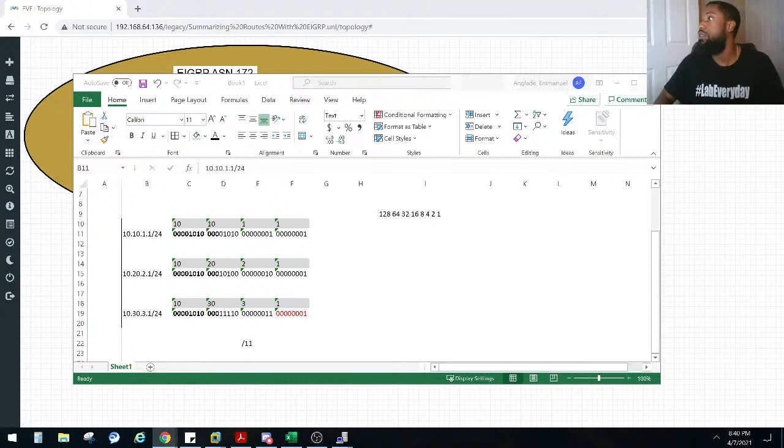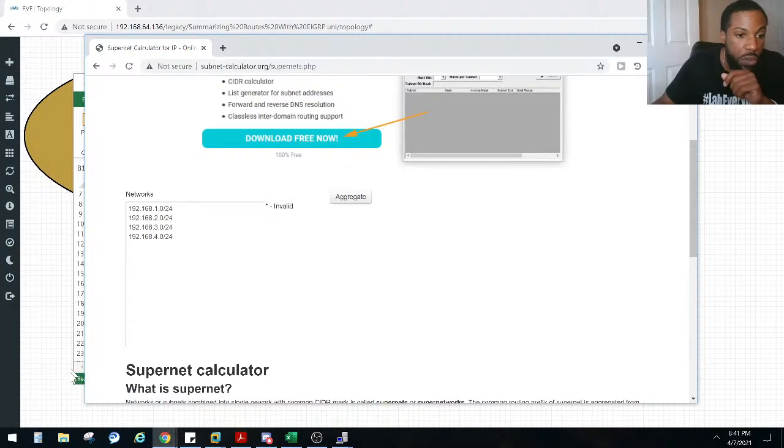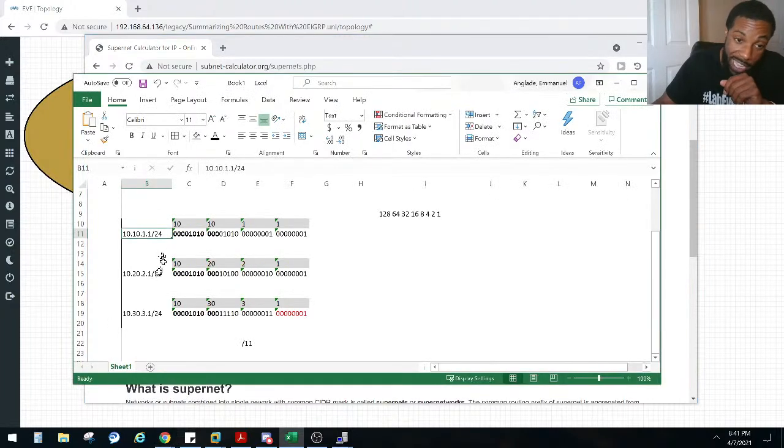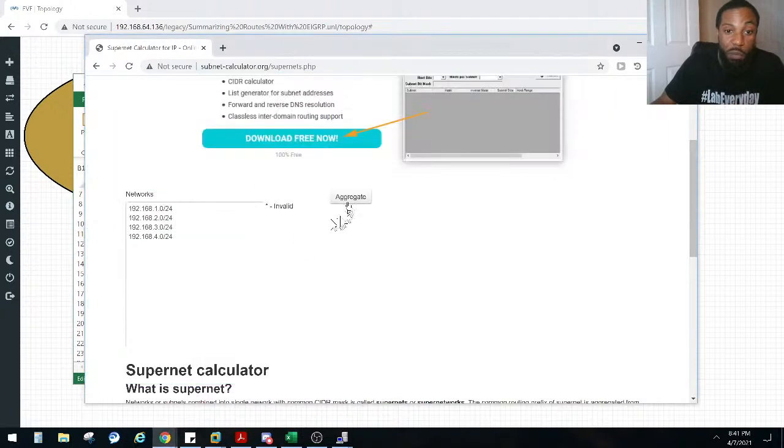Route summarization online and free. This is the one I was using right here. Yeah, this is the one I was using, the supernet calculator IP, right? So what you could do is just take those IP addresses, and if you don't want to do it by hand like I did right here, you just copy and paste, and then you click aggregate, right?